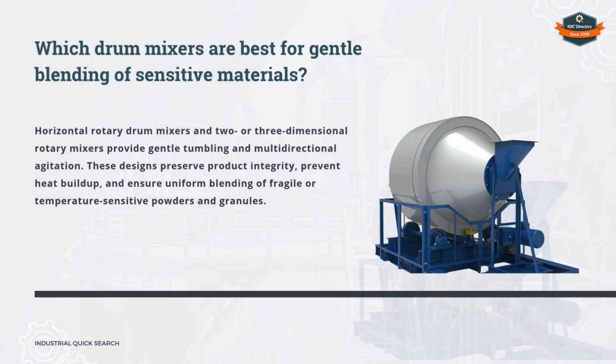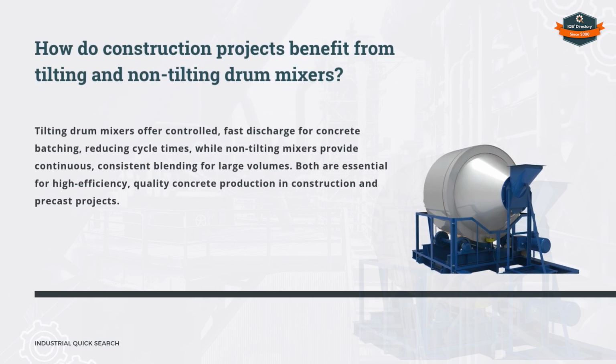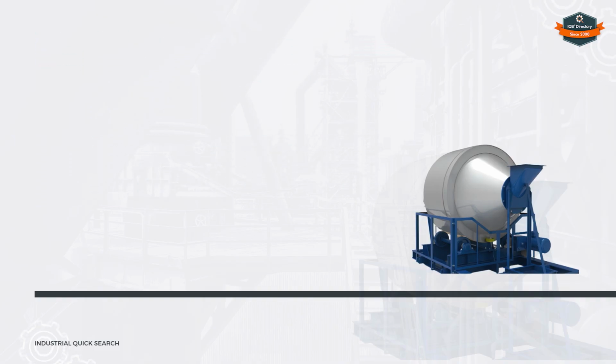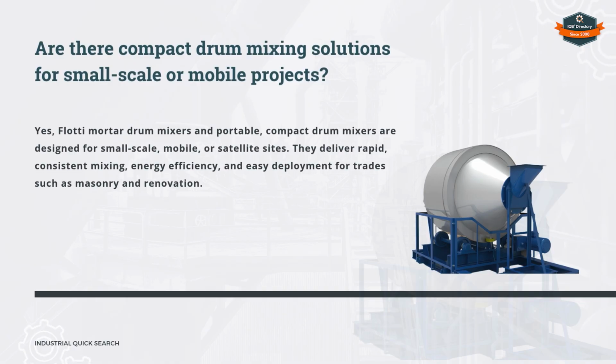Which drum mixers are best for gentle blending of sensitive materials? How do construction projects benefit from tilting and non-tilting drum mixers? Are there compact drum mixing solutions for small-scale or mobile projects?